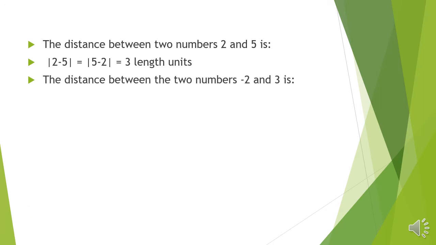The distance between the two numbers negative 2 and 3 is the absolute value of negative 2 minus 3, or 3 minus negative 2, which is the absolute value of 3 plus 2, equals 5 length units.